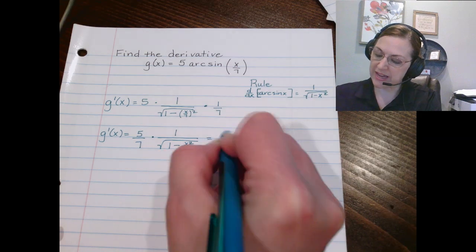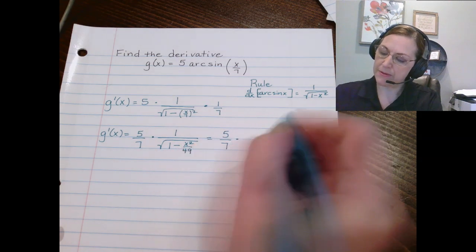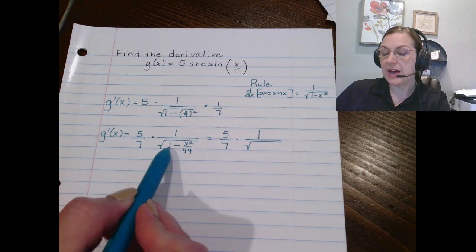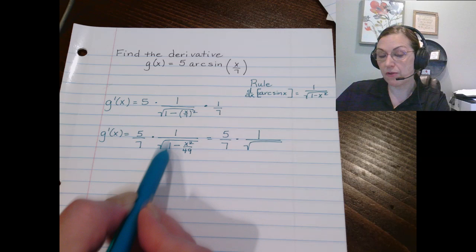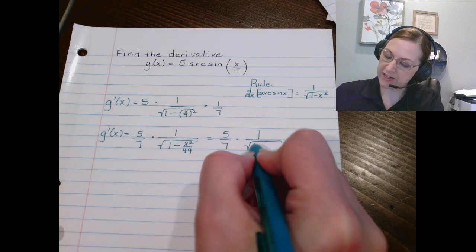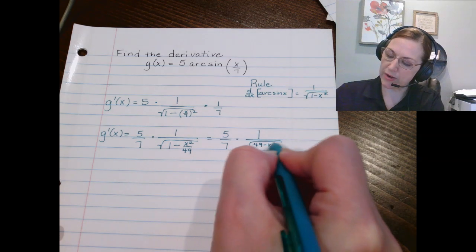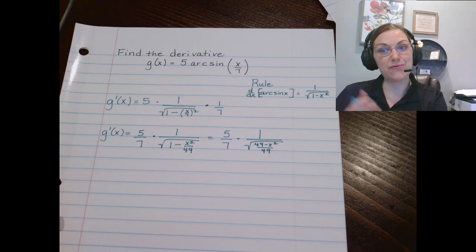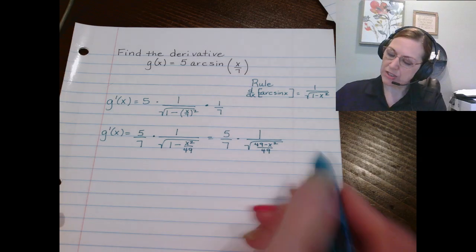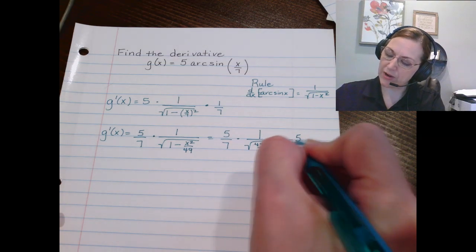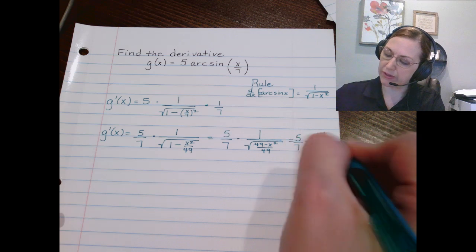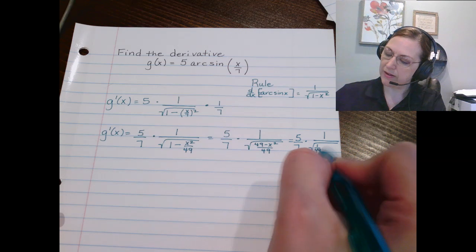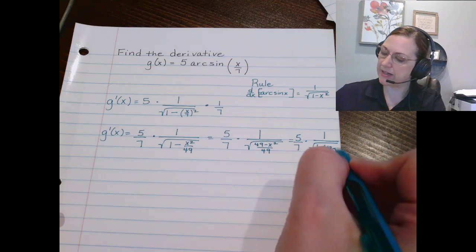Okay, so that's going to stay 5/7 times 1 over the square root. Now, I'm going to change the 1 to 49 over 49. So that's going to give me 49 minus x squared, all over 49. You and I know 49 is a perfect square. So really think of this, and I'm going to write it like this so you can see it very clearly, as 1/49 times 49 minus x squared.